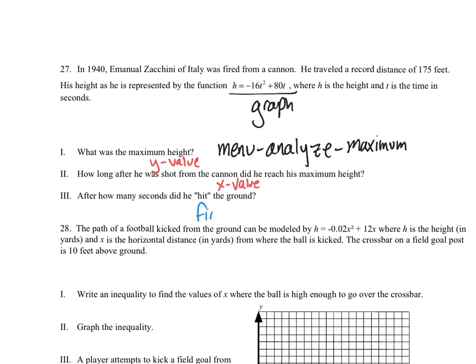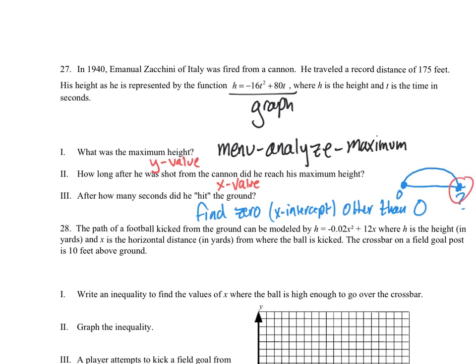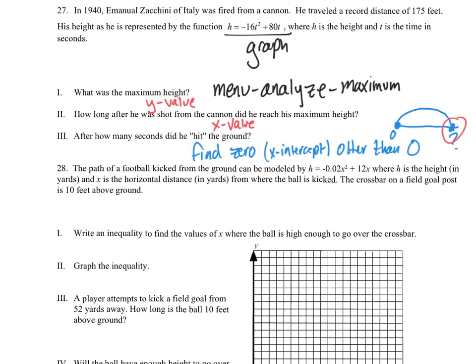And then here you're just finding that other 0. So find the 0, which is your x-intercept, other than 0. Because it's going to go from 0 here, and then it's going to intersect again. That's the one you're looking for. This one's at 0, but you're looking for this one. Okay, so yeah, pretty simple, guys.